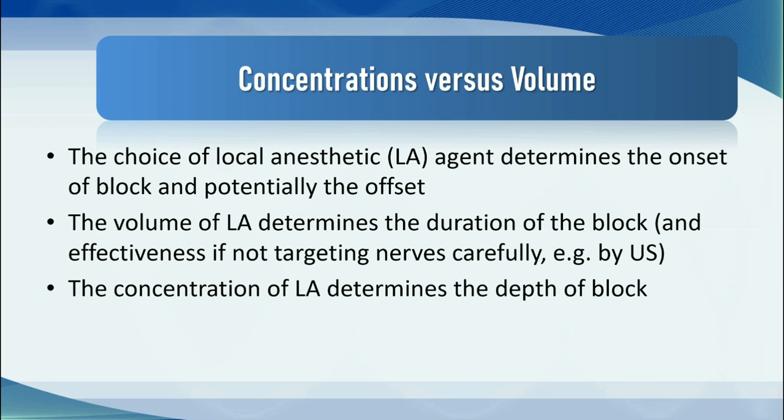The volume of local anesthetic determines the duration of the block. The higher the volume, the longer the block is likely to work. It also determines the effectiveness if you're not carefully targeting the nerves, for example, by ultrasound. If you spray enough local anesthetic in and around the nerve, you're probably going to block it. The concentration of the local anesthetic determines the depth of the block. Let me explain.